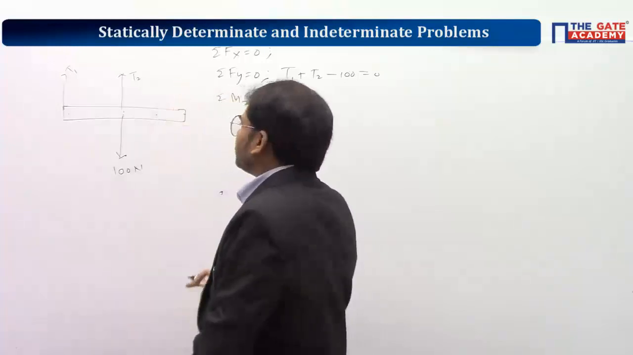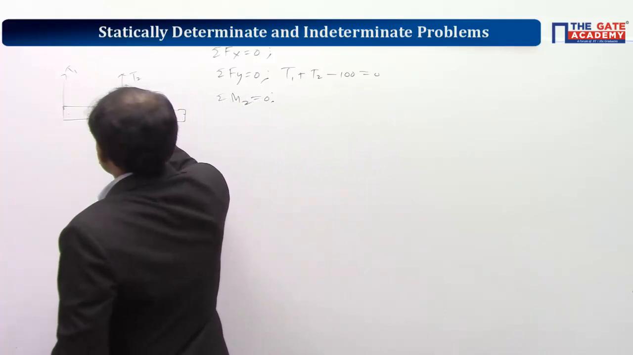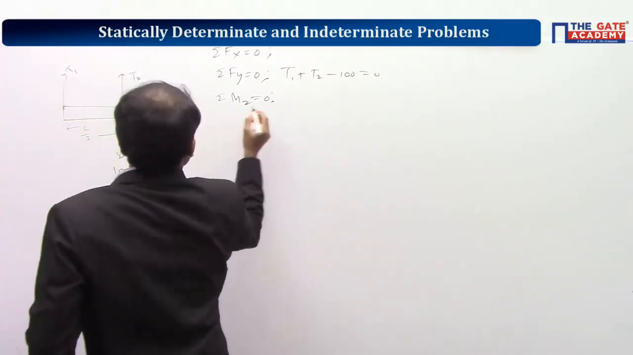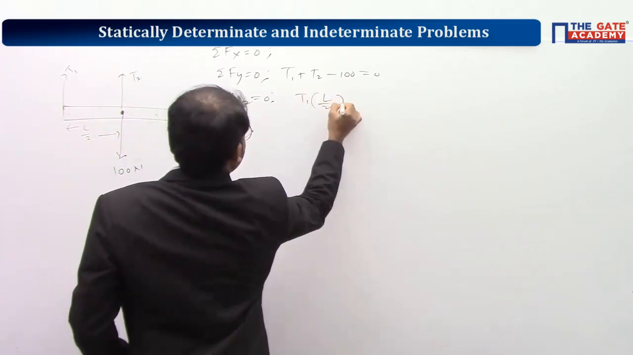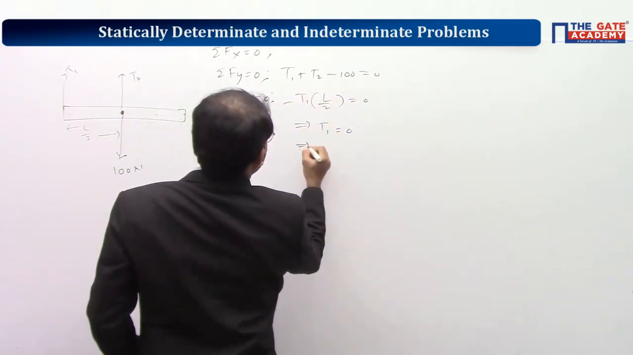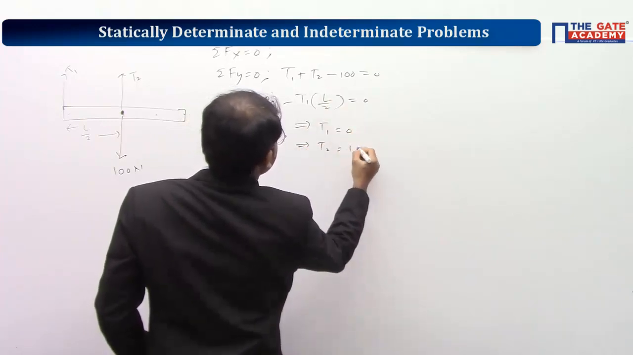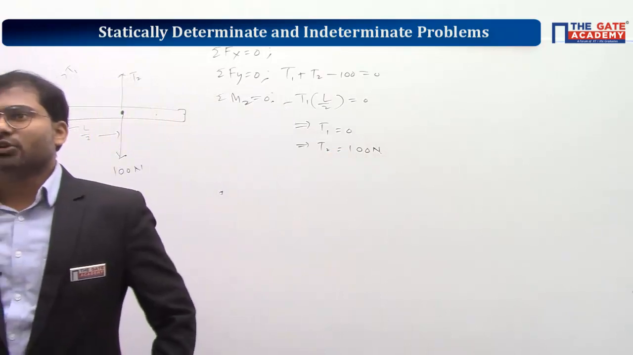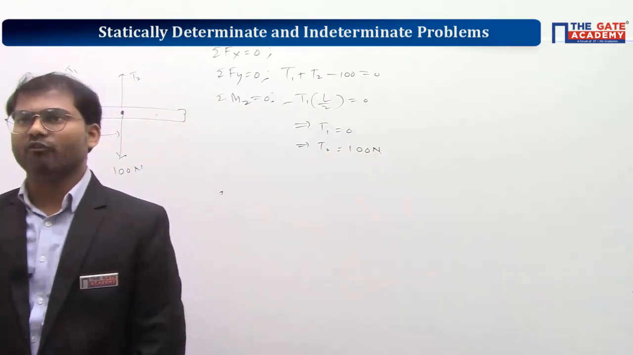Understand? Clear? So if I am taking moments about this point, I can say T1 into L by 2, clockwise, is equal to 0. This gives you T1 is equal to 0. T2 value will become 100 Newton. Understand? So here Sanjay is asking the question that if they are extensible, then how do we solve, sir?